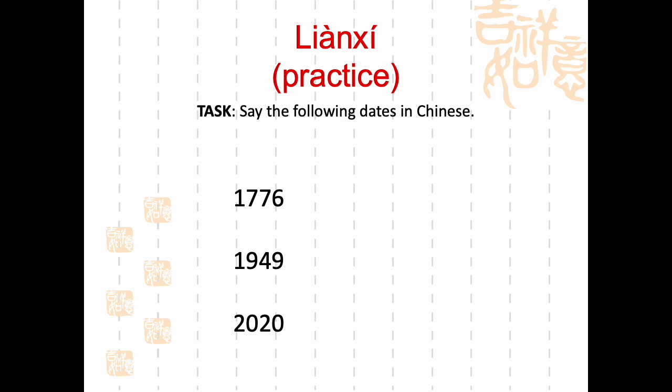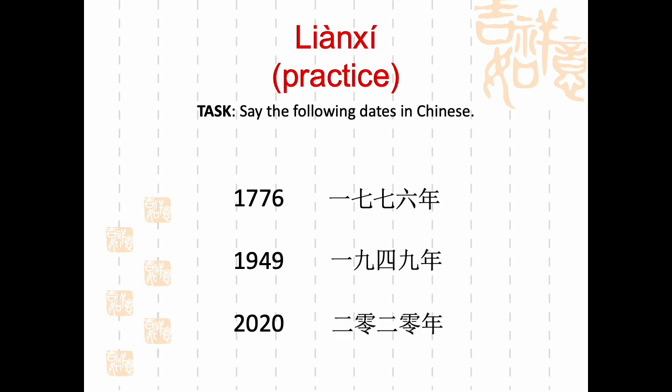好，我们来练习. Try saying the following dates in Chinese. Number 1, 1776. 中文怎么说? It would be 1776年. 1949. 中文怎么说? 1949年. 2020. 中文怎么说? 2020年.